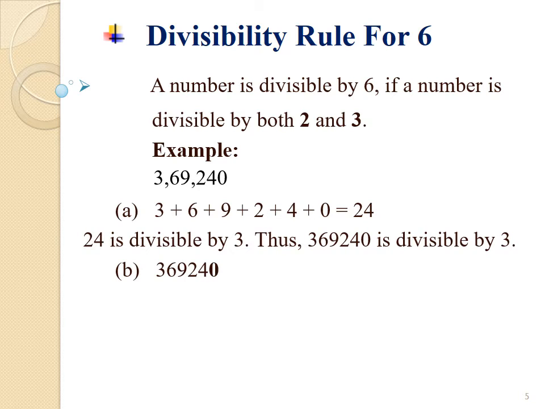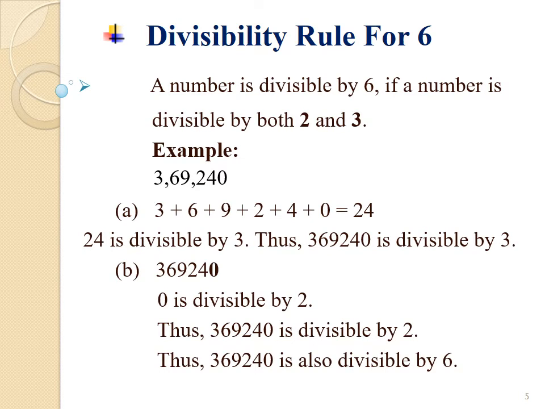Now, B. Let's check this number for divisibility by 2. Students, look at this number. It has 0 at one's place. 0 is divisible by 2. So, 3,69,240 is divisible by 2. Thus, 3,69,240 is also divisible by 6 as it is divisible by both 2 and 3.